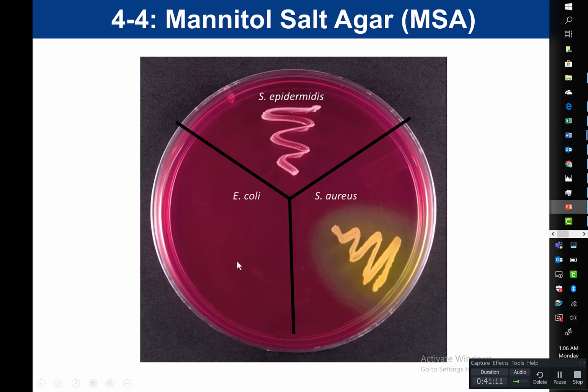On the left, you can see that we streaked for E. coli. And notice that E. coli does not grow. We don't see any growth on this plate. And that's because E. coli is not osmotolerant. So it's not going to grow on MSA because MSA has high salt as the selective ingredient.